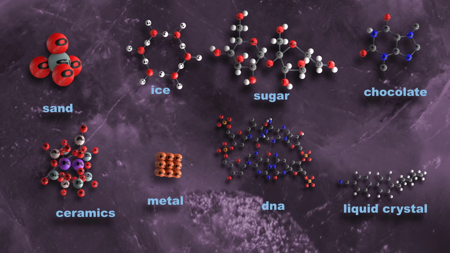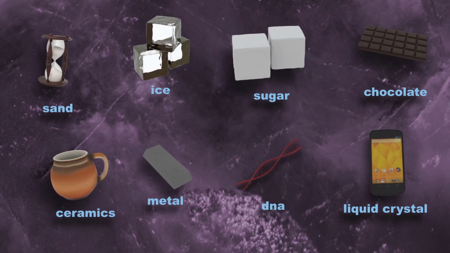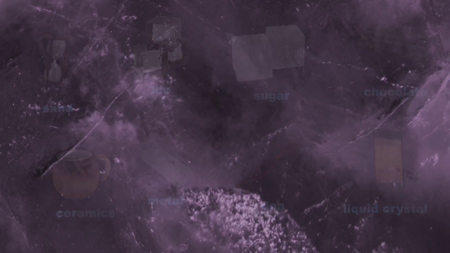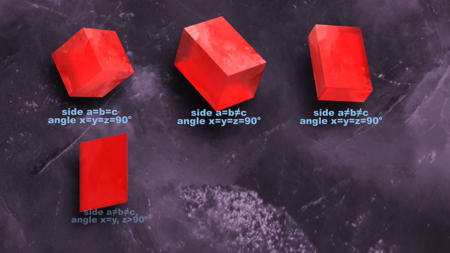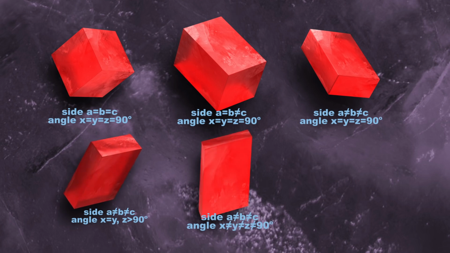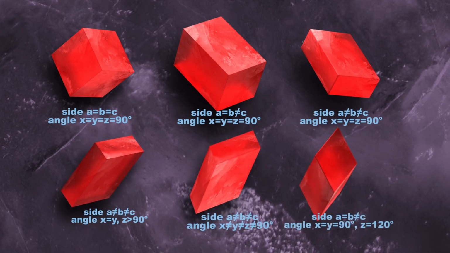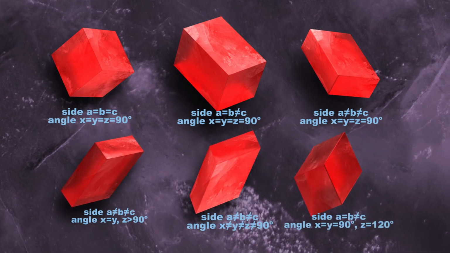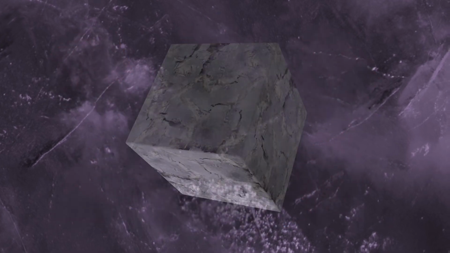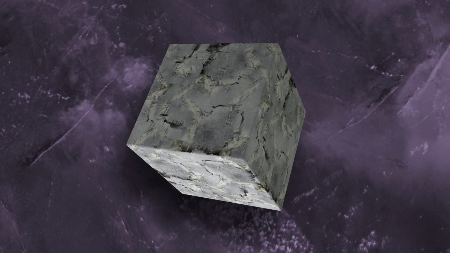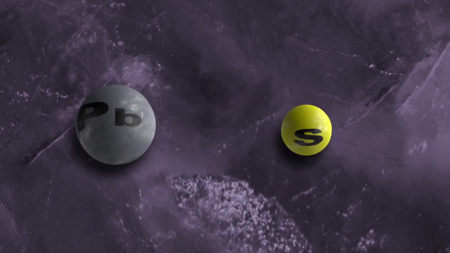Each crystalline material's atomic arrangement falls into one of 6 different families: cubic, tetragonal, orthorhombic, monoclinic, triclinic, and hexagonal. Given the appropriate conditions, crystals will grow into geometric shapes that reflect the arrangement of their atoms. Take galena, which has a cubic structure composed of lead and sulfur atoms.